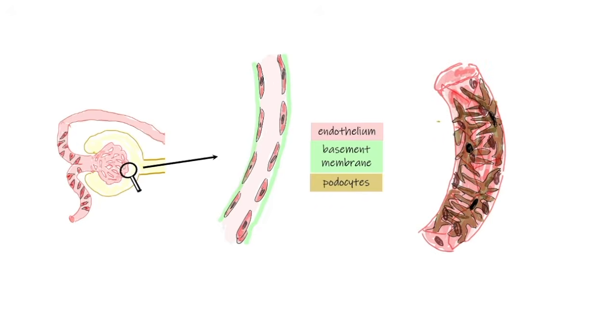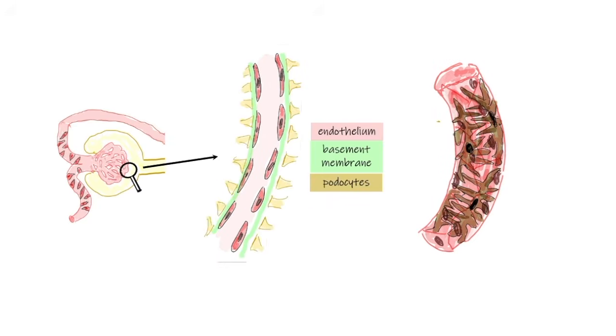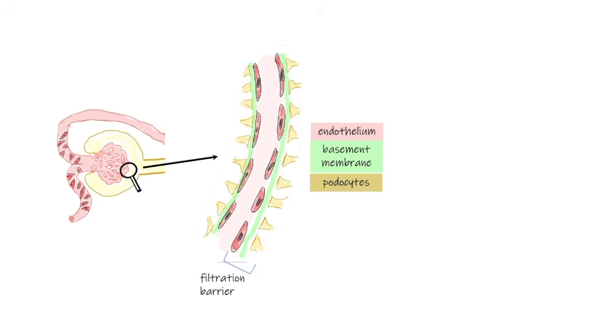Finally, on the outside of the capillary, we have specialized epithelial cells called podocytes. Podocytes have interdigitating foot processes, and between these processes are filtration slits. Together, the fenestrated endothelium, glomerular basement membrane, and podocyte slit diaphragms form the glomerular filtration barrier. One of the remarkable features of this barrier is its selectivity. Water and many small dissolved substances cross readily, whereas blood cells and most large proteins are strongly restricted.